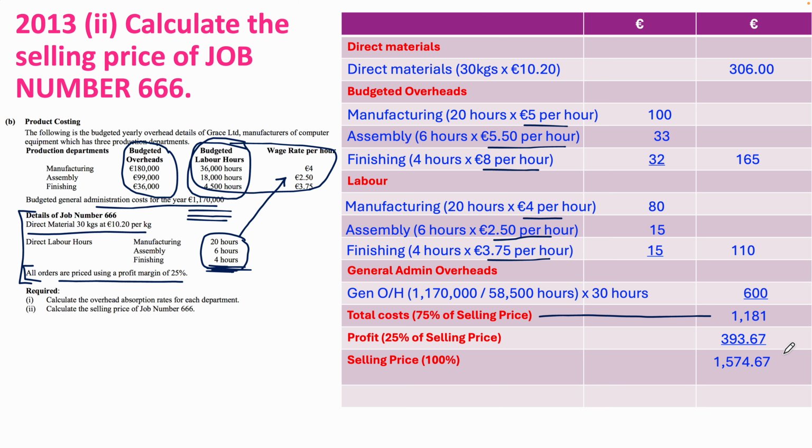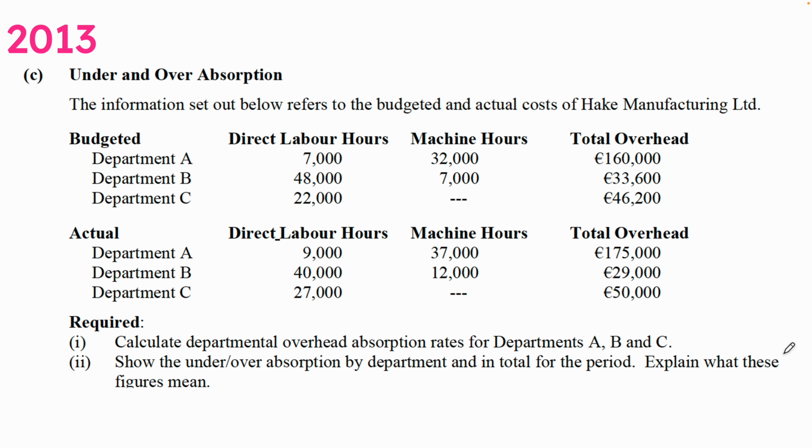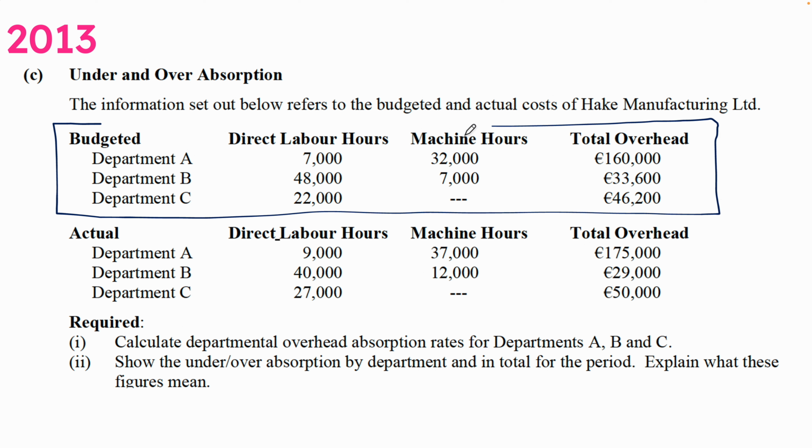Moving on now to part C, which is under and over absorption. So let's take a read. So it says, the information set out below refers to the budgeted and actual costs of Hake Manufacturing Limited. So here you've got the budgeted hours. This is what the management accountant has come up with. So they're sitting with their Excel spreadsheets, they're looking at past data and prices, etc. And this is what they think they can run these departments for.